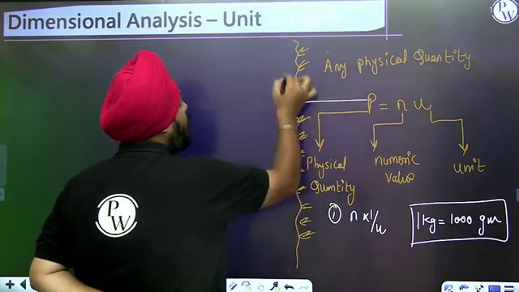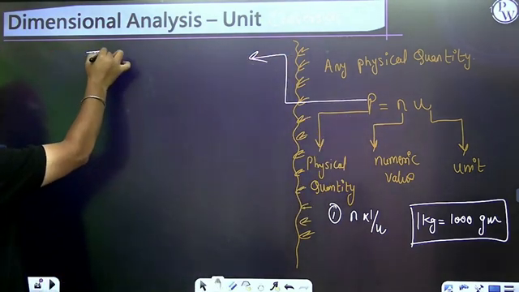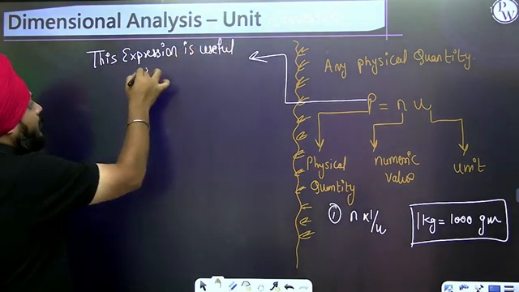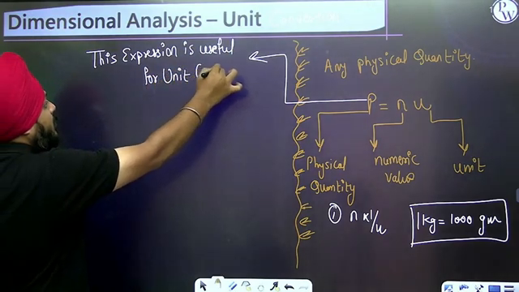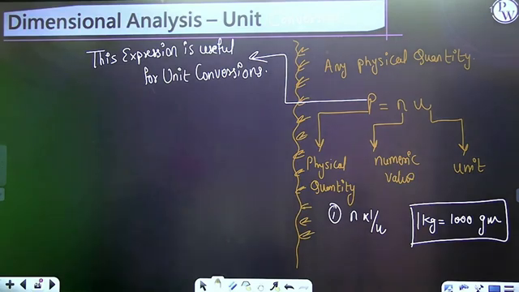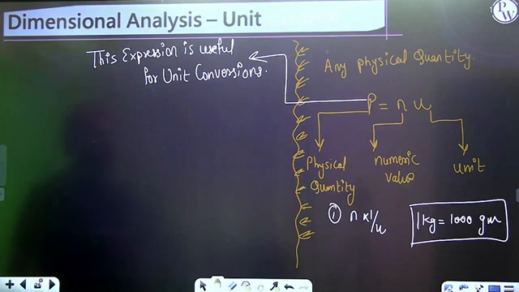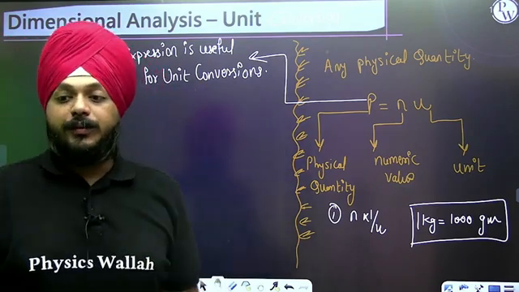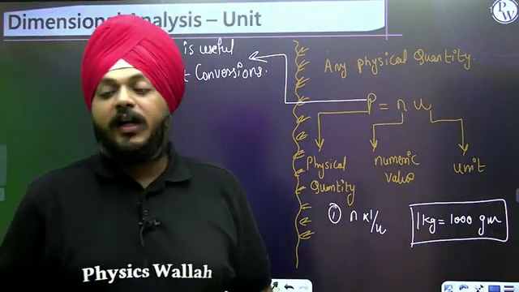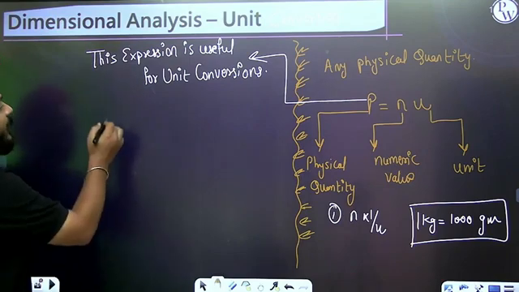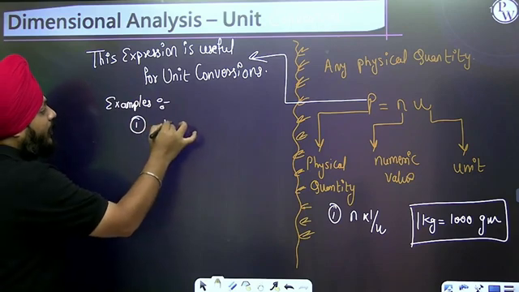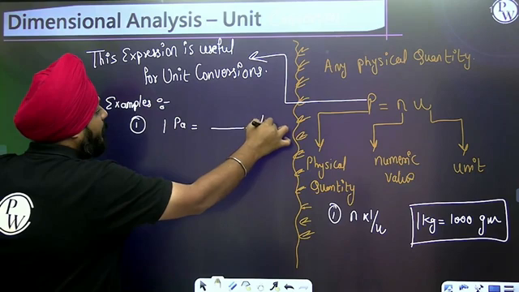This expression is generally useful for unit conversions. Sorry for the interruption. Whenever we want to convert the value of a physical quantity from one unit system to another unit system, this kind of expression is used. Let us take some examples to understand it. First, 1 Pascal is equal to how many Newton per meter square?